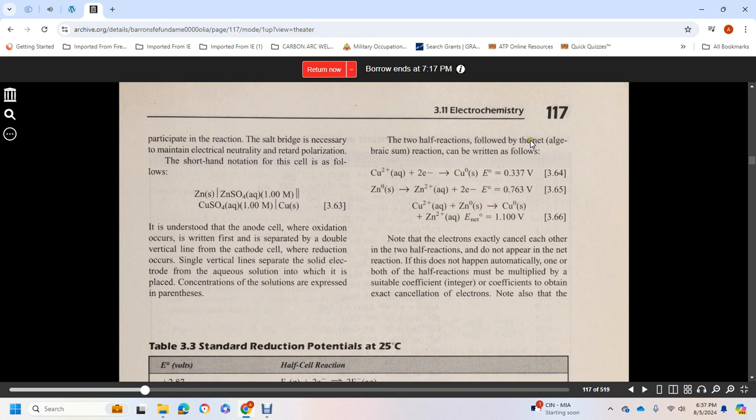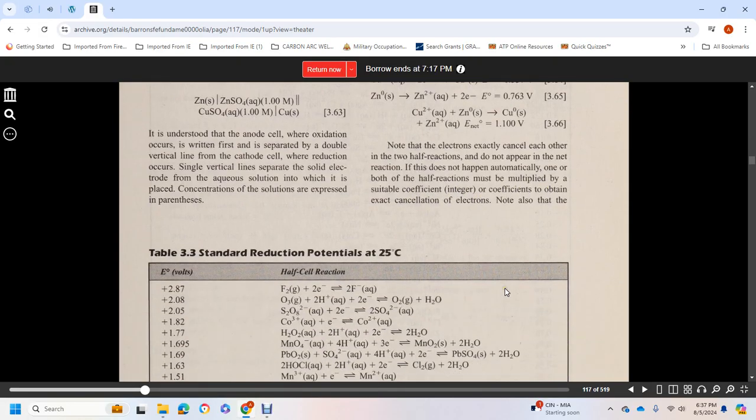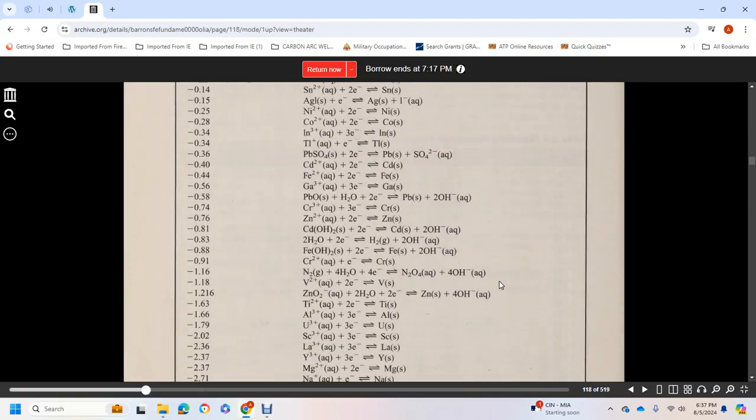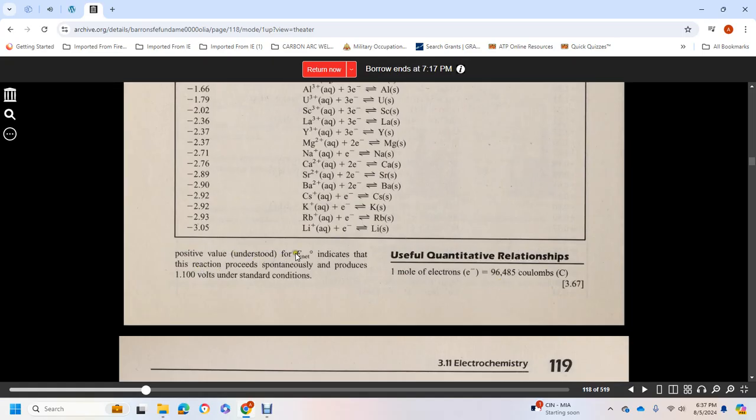The two half reactions are followed with an algebraic sum, the net reaction, written as shown. Note that the electrons exactly cancel each other out. The electrons from the two half reactions do not appear in the net reaction. If this does not happen automatically, one or both of the half reactions must be multiplied by a suitable integer coefficient to obtain exact cancellation of electrons. A positive cell potential value indicates this reaction proceeds spontaneously and produces 1.1 volts under standard conditions.